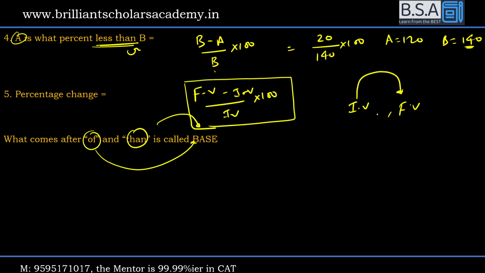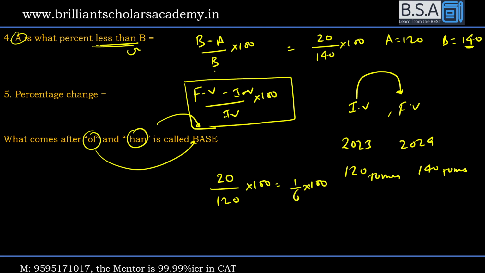If I say there are 2 years, let us say one of the years is 2023 and another is 2024. Production of, let us say, some metal is 120 tons and 140 tons. So what is the percentage change from 23 to 24? 20 upon 120 into 100, that turns out to be 1 by 6 into 100. We will see the ratio method in a few minutes. But now, is this the change in 2023 or is this the change in 2024?